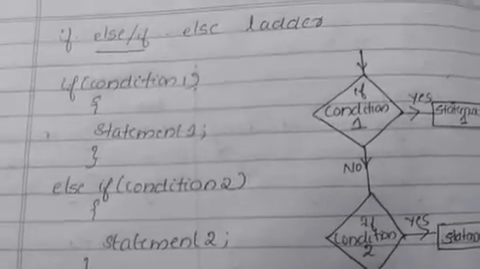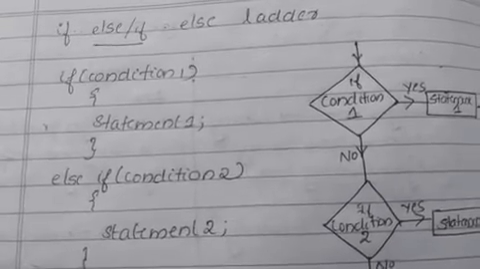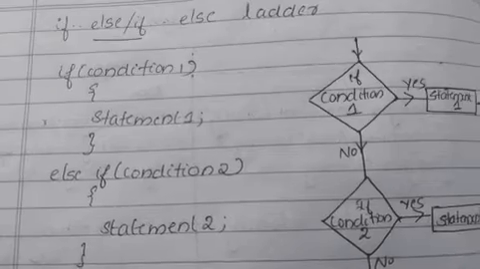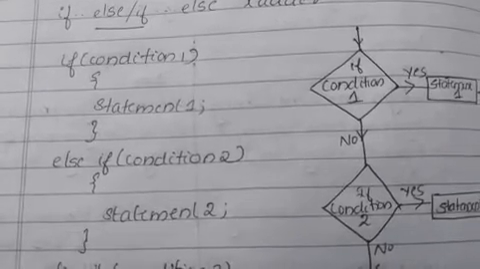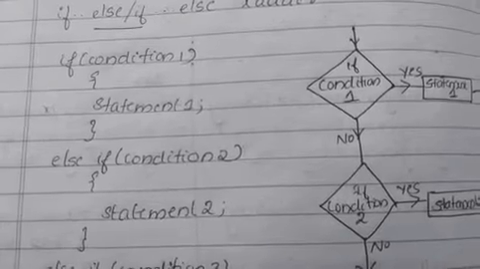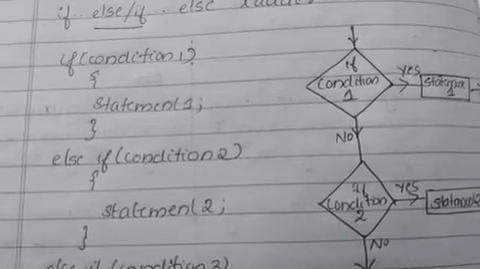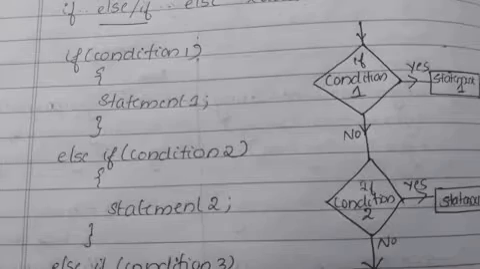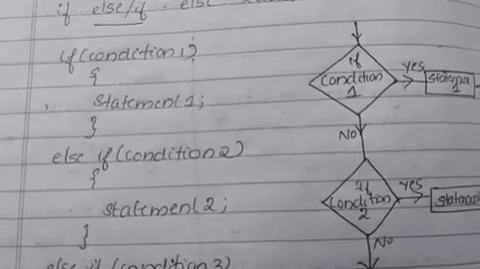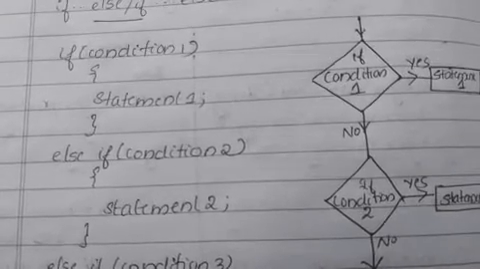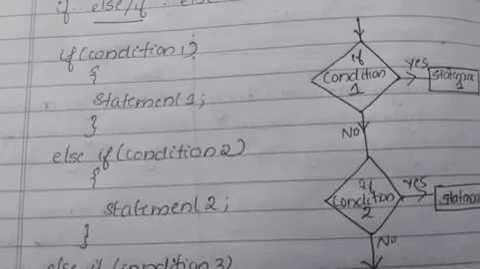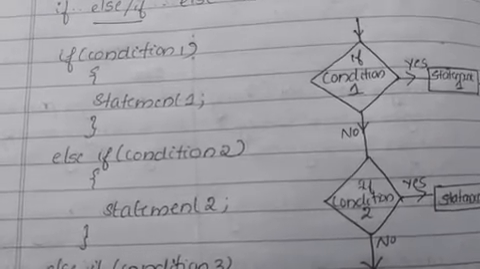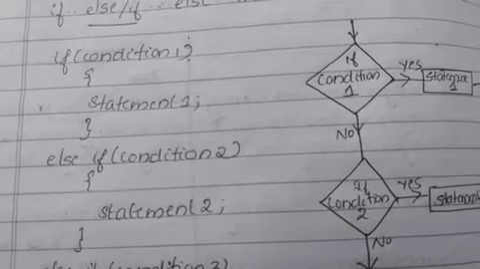So here you can see that we are checking condition 1. If condition 1 is true, then we will execute the statement block in it. If condition 1 is false, then we will move on to the next condition to be checked, which is given in else if. So here we are checking multiple conditions. Instead of else we are giving else if. Else if means there is one more condition to be checked after that.